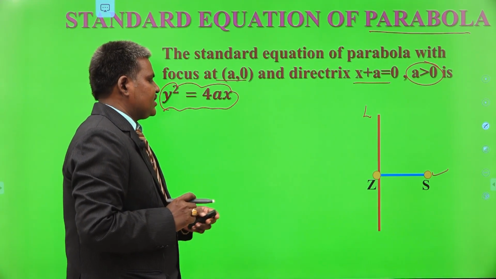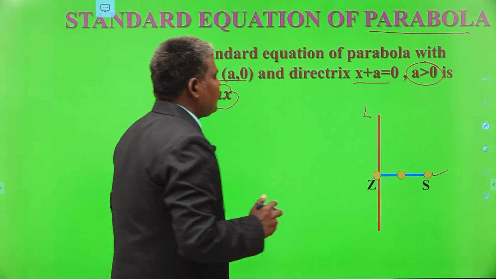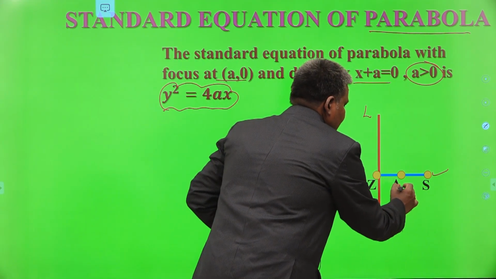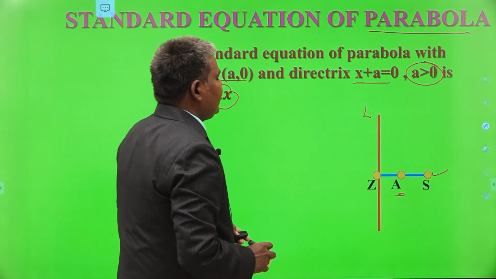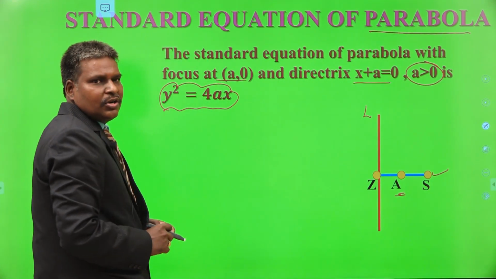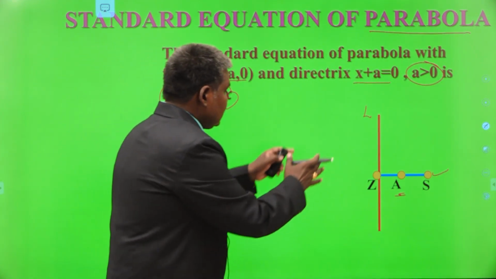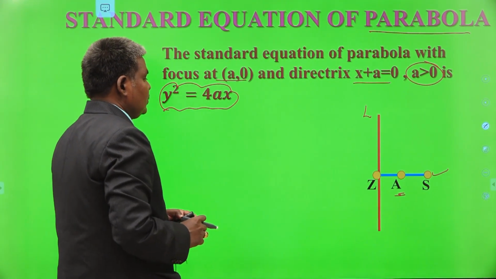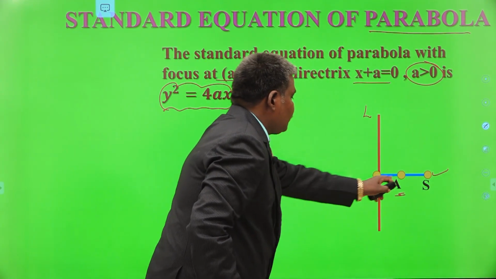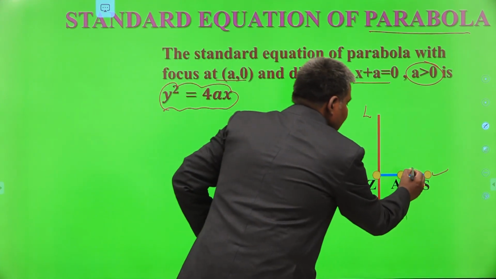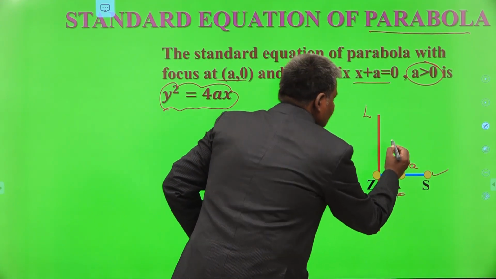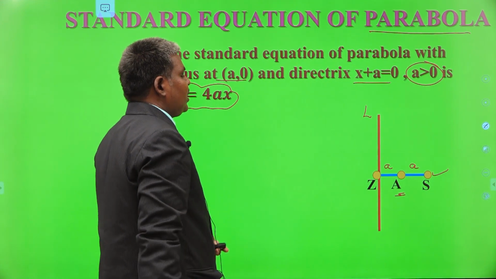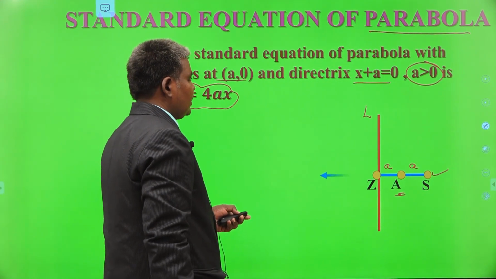This is the line SZ. This is the midpoint of SZ. Take A. A is the midpoint of SZ as shown in the figure. Don't forget, this is the construction of the parabola y square is equal to 4ax. A is what? The midpoint of SZ. Choose AS equal to a, then automatically AZ is equal to small a. Am I correct or not?